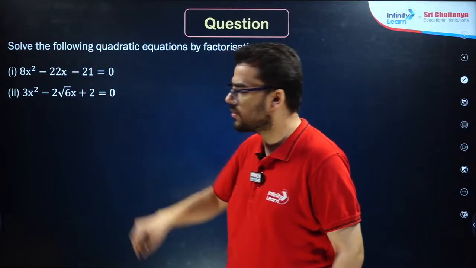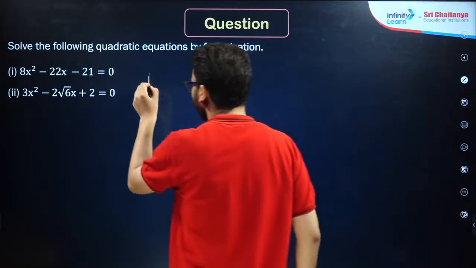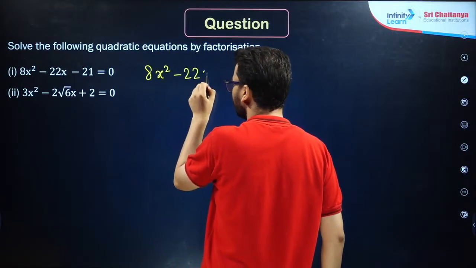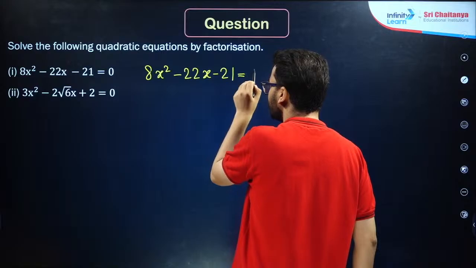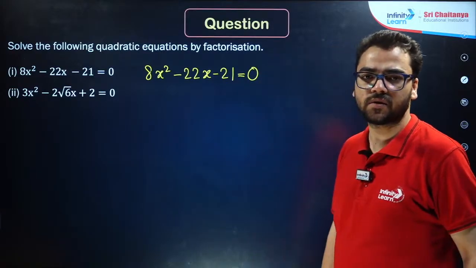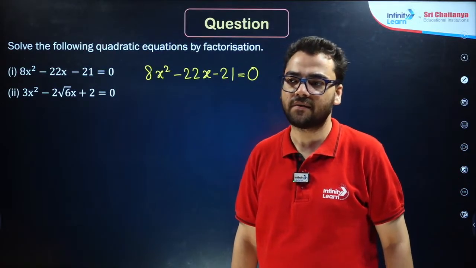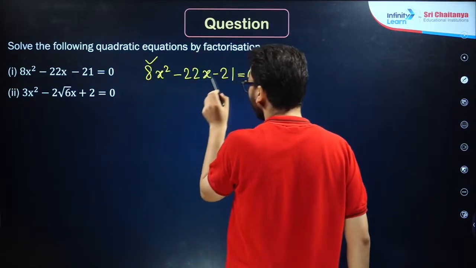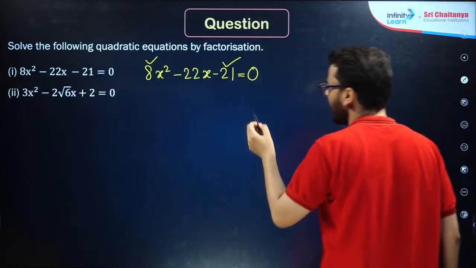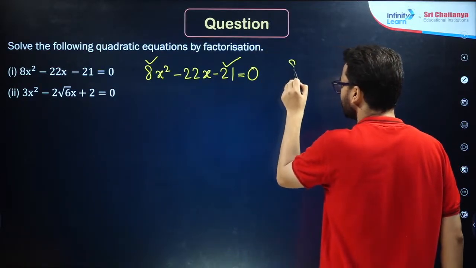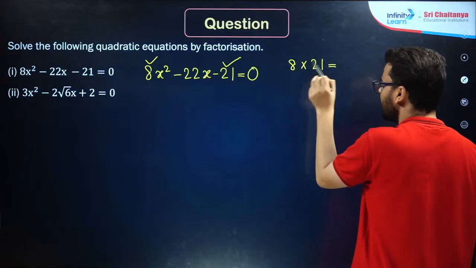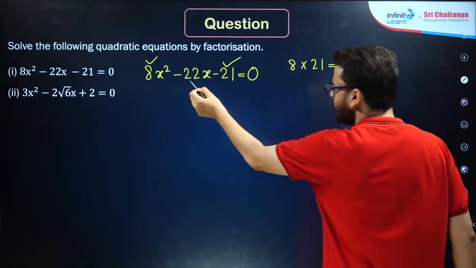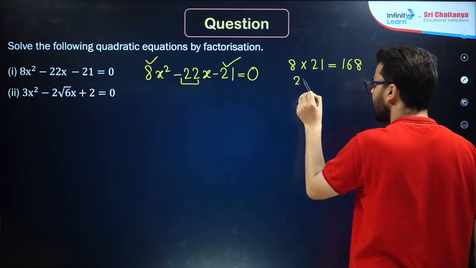For example, the first question we take is 8x square minus 22x minus 21, and we have to solve this quadratic equation or find its roots using the method of factorization. So what is the method? First, take the coefficient of x square and the constant term, and you can ignore the sign for some time. So 8 into 21 is equal to 168. Then you see the middle coefficient over here is 22.